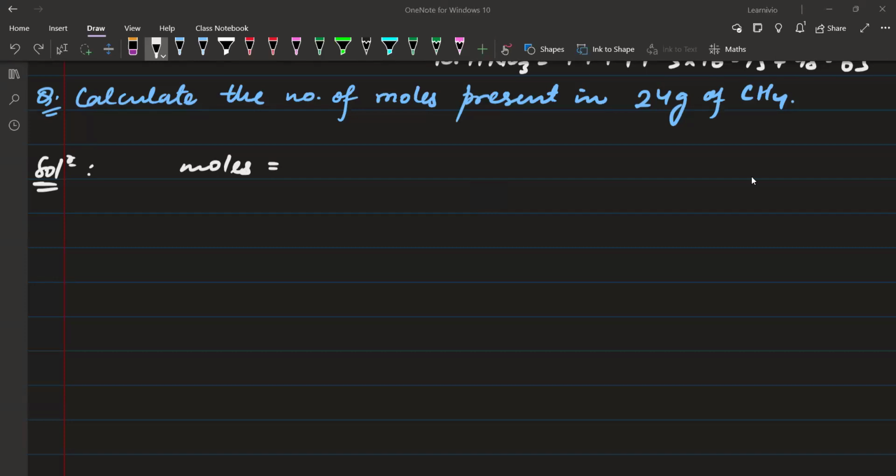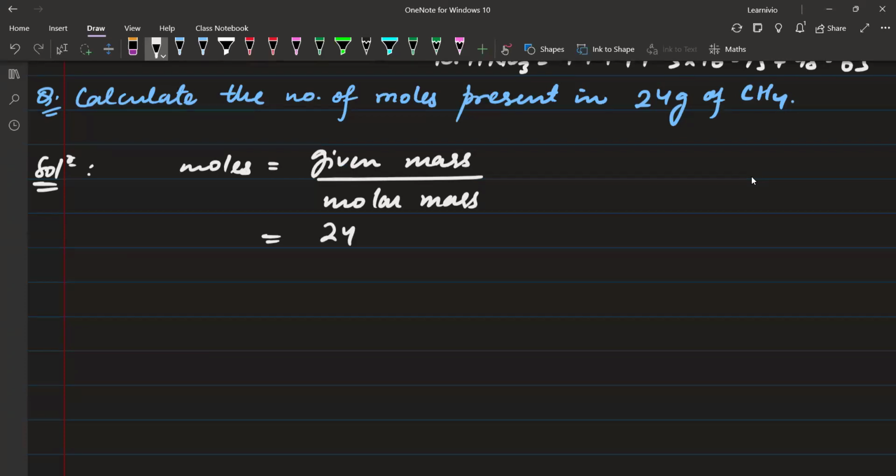See, calculate the number of moles present in 24 grams of CH4. When the mass is given, what will we do? Given mass by molar mass. Given mass of CH4 is 24 grams. Now what is the molar mass? We have just written it in the notebook. What is the molar mass of CH4? 16 grams per mole. Grams and grams will cancel each other. You will get 24 upon 16. If you calculate it, it will come as 1.5 moles. This is how we calculate if you have been given the mass. Copy this down quickly.